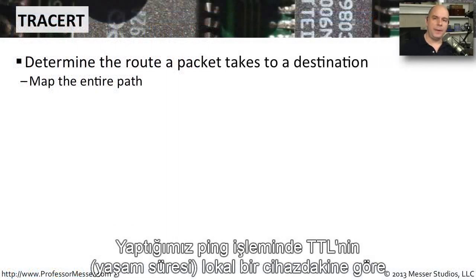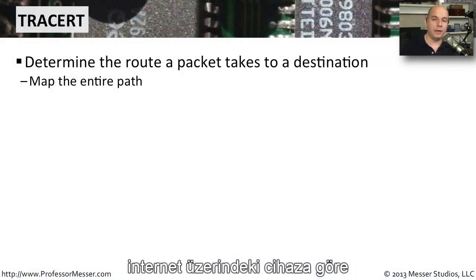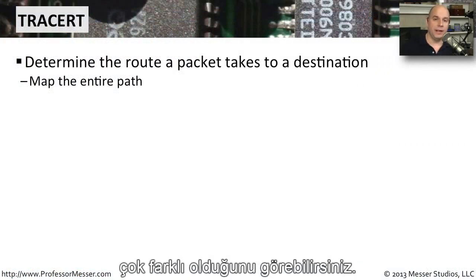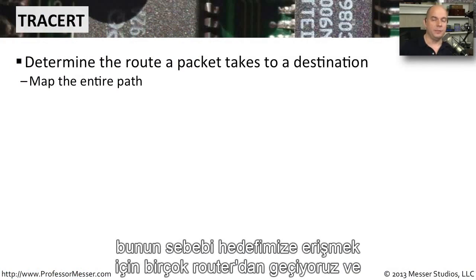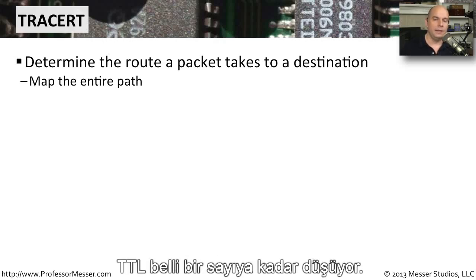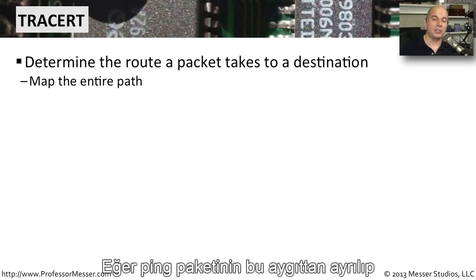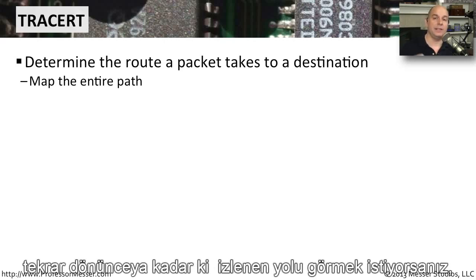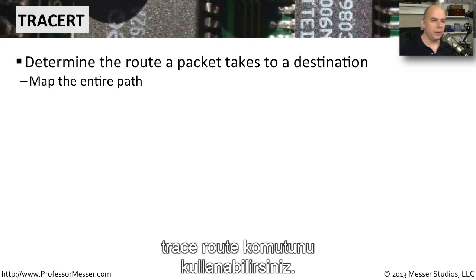You'll notice when we did that ping command that our time to lives were very different when we were pinging a local device versus a device that's out on the internet somewhere. That's because we have to go through a number of routers to get there and a number of routers to get back. And every time we pass through a router, that time to live is decreased by 1. If you wanted to see the actual path that the packet takes as it goes out to that device and back again, you can use a command called Traceroute.